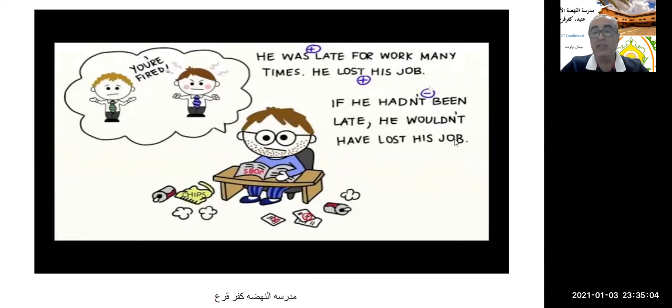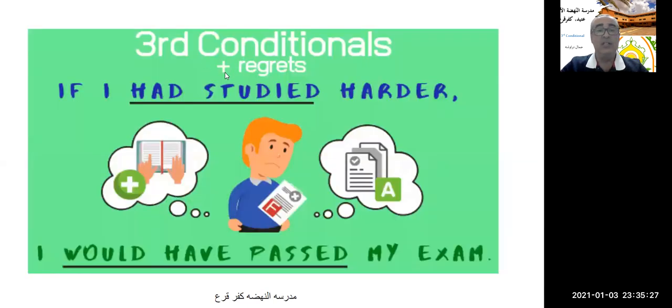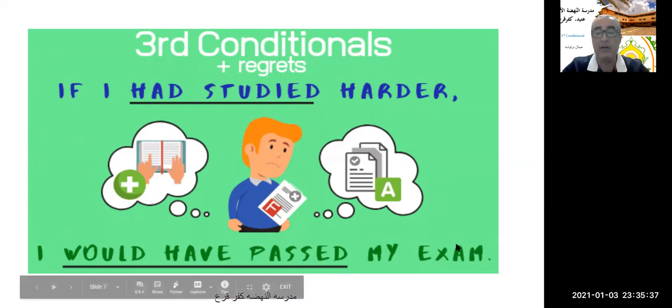So if you want to make a condition out of it, to imagine a different thing that could have happened, we use the third conditional. If he hadn't been late, he wouldn't have lost his job. But we know that he was late all the time, and we know that he lost his job. That's why it is called imaginary or impossible to happen in the future. The third conditional sometimes shows regrets. If I had studied harder, I would have passed my exam.